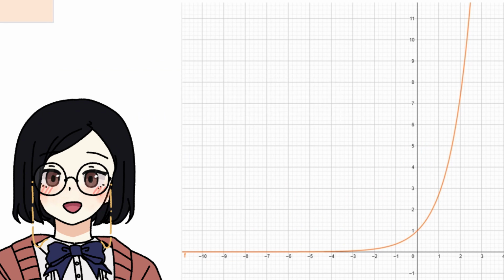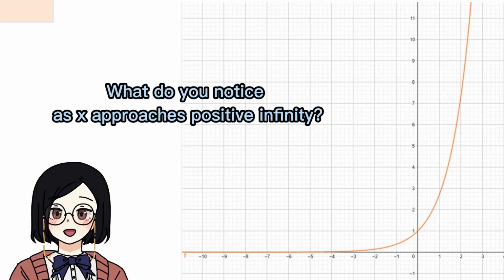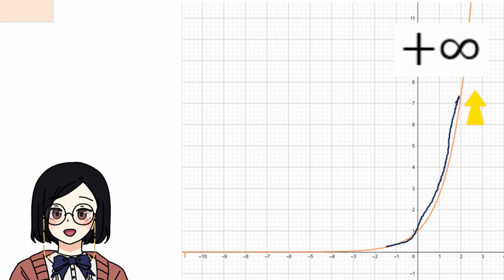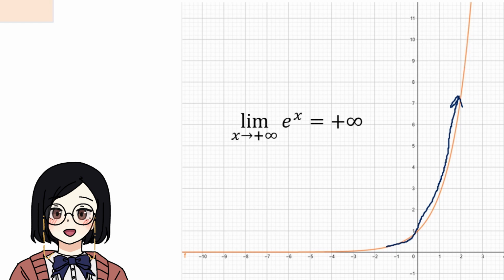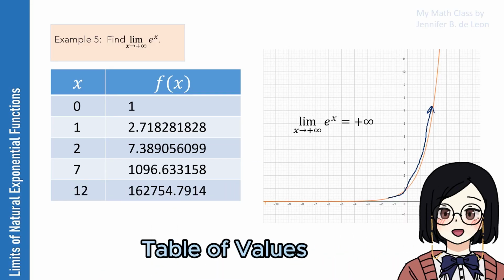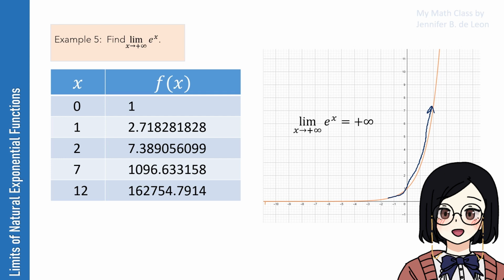What do you notice as x approaches positive infinity? Take note that the graph rises without bound as x approaches positive infinity. Thus, we can write it mathematically that the limit of e raised to x as x approaches positive infinity is positive infinity. This is confirmed using a table of values. We substitute several values for x. As x approaches positive infinity, we can see that the values of f of x increase infinitely. Therefore, the limit of e raised to x as x approaches positive infinity is positive infinity.